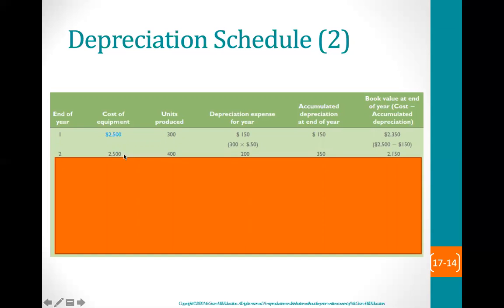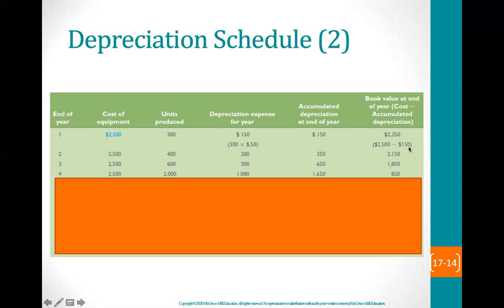Year 2, cost of the equipment stays the same. Our units produced is now 400, so our depreciation expense is $200. 400 units actually produced times 50 cents gives us the $200. Accumulated depreciation at the end of the second year is equal to accumulated depreciation at the end of the first year plus the current year's depreciation expense, which gives us $350. Book value at the end of the year is the $2,500 cost less our accumulated depreciation, which gives us $2,150.